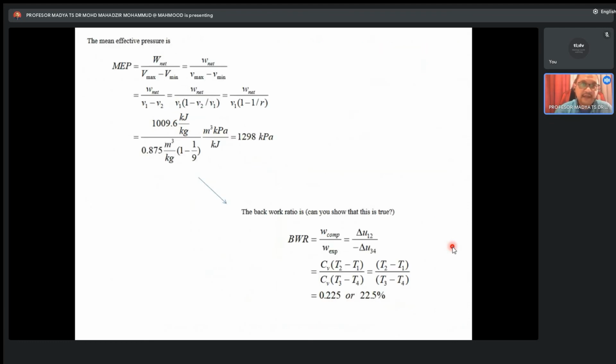For the mean effective pressure, MEP, the formula is W net over V maximum minus V minimum. So rearrange and simplify this formula. You will get W net over V1 times 1 minus 1 over the compression ratio. Put all the values that you have from the previous slide. From there you will get MEP of 1298 kilopascal.